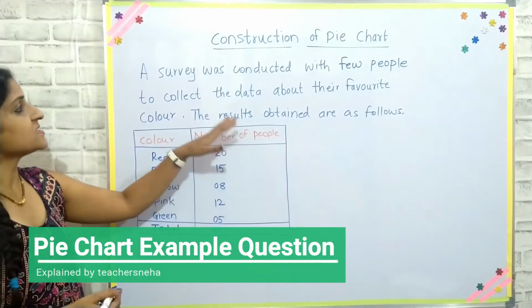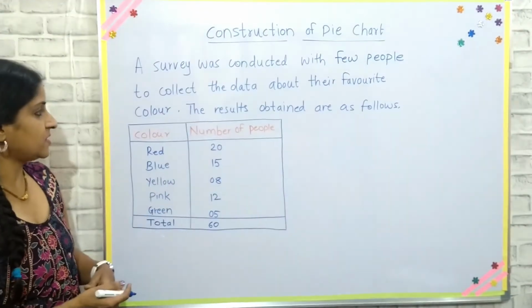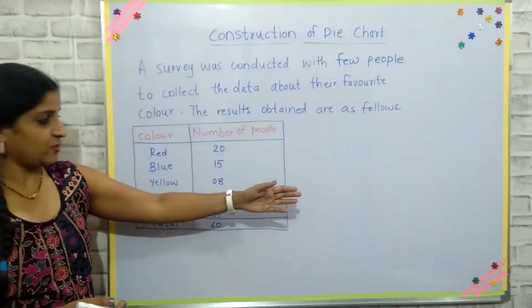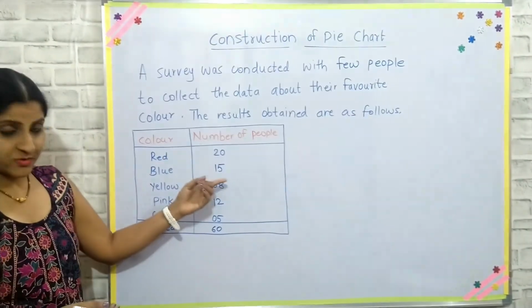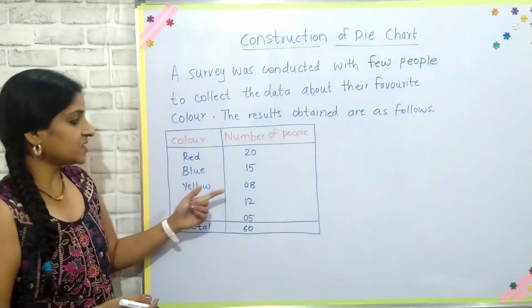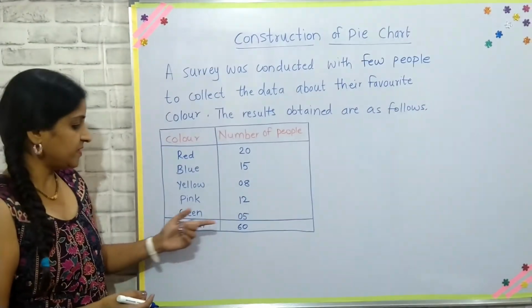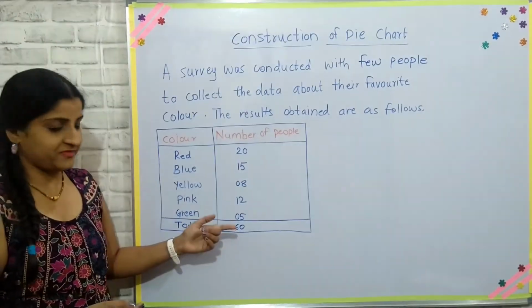So the question says, a survey was conducted with a few people to collect the data about their favorite color. The results obtained are as follows. Red color is liked by 20 people, blue color is liked by 15 people, yellow color is liked by 8 people, pink color is liked by 12 people, green color is liked by 5 people.